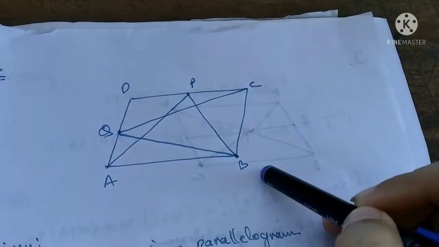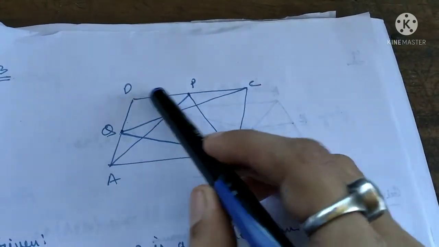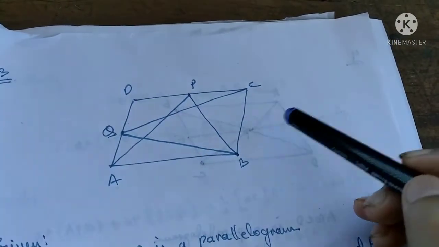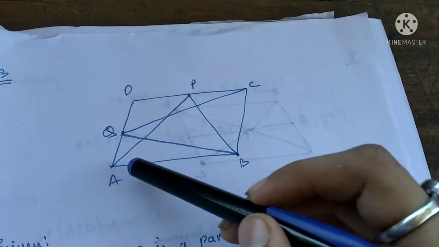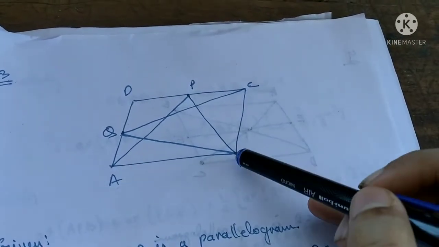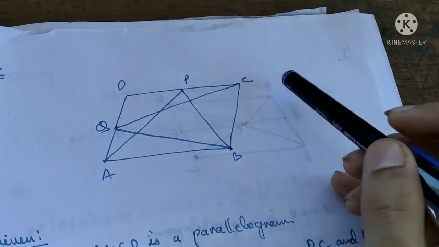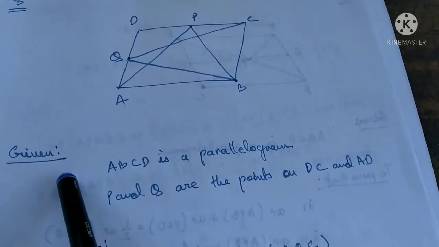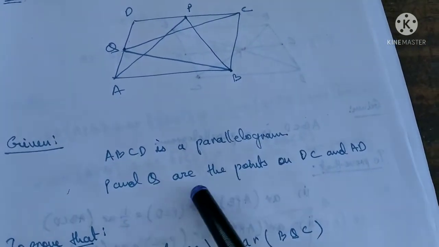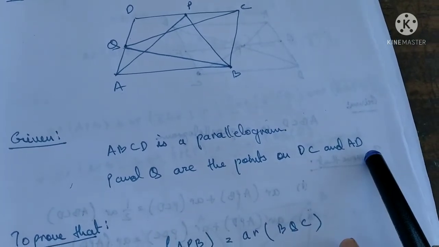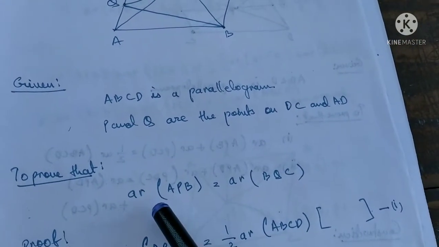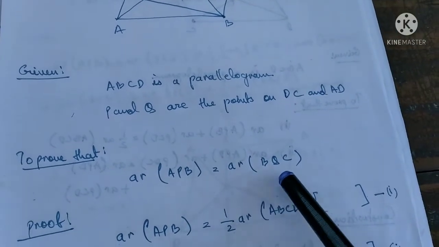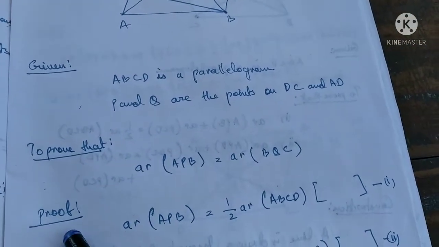ABCD is a parallelogram given. P and Q are the points on the side DC and AD. I have to show that area of triangle APB is equal to area of triangle BQC. So in here, first of all, I will write given ABCD is a parallelogram. P and Q are the points on DC and AD. To prove that area of APB is equal to area of BQC, so I will start the proof.